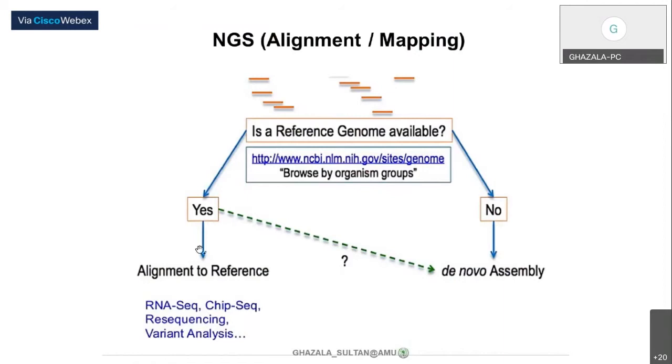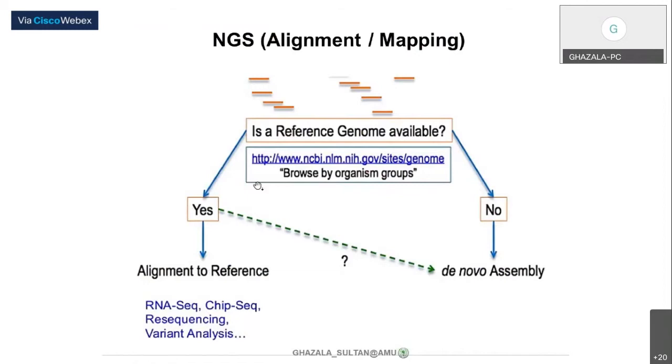There are two types of assembly. The reference genome is a reference against which we can cross-check the reads and their positions. If we don't have a reference, we go with de novo, which is kind of a new assembly. De novo is an alternate term for new. So we go for new assembly.